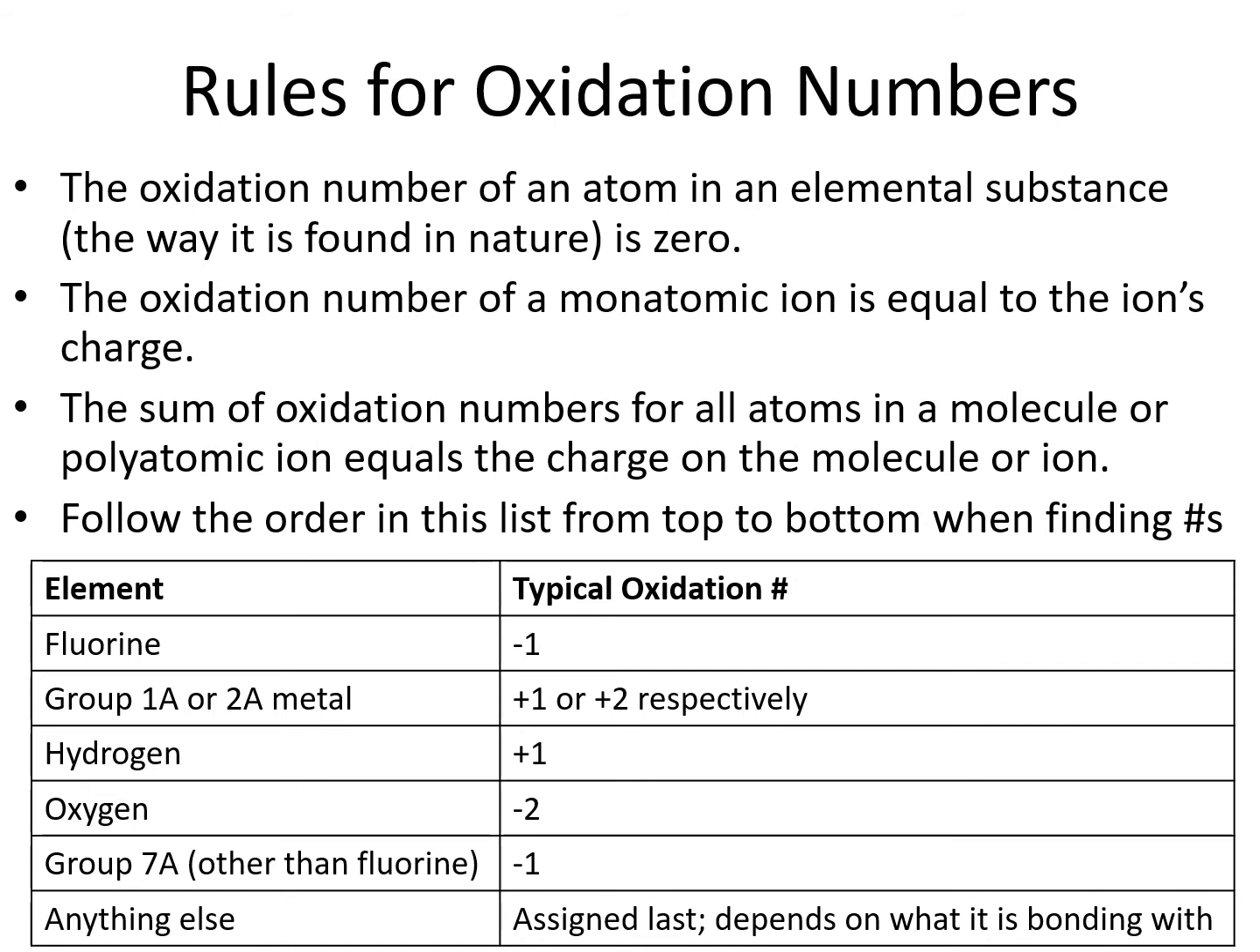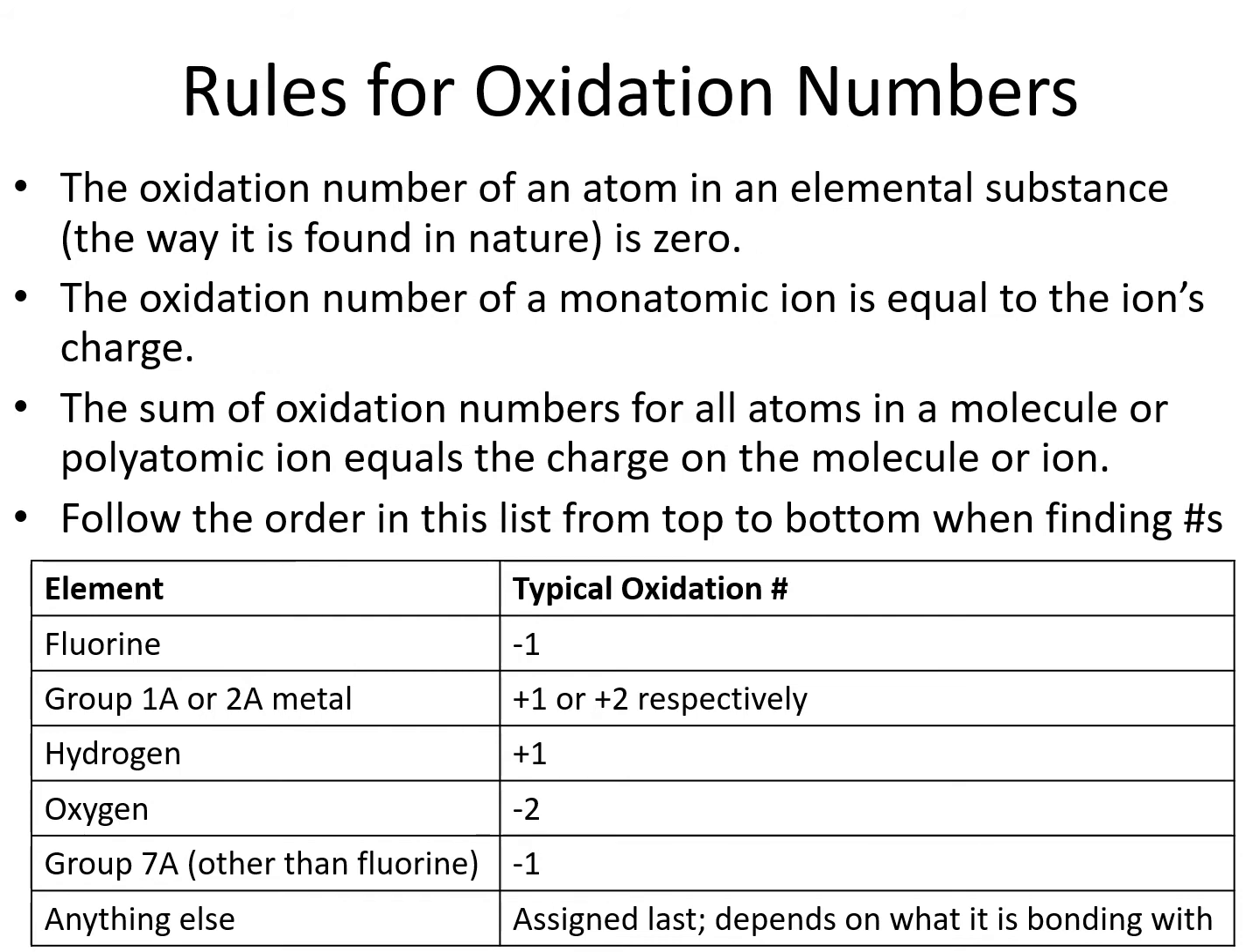Our third important rule is that the total of all the oxidation numbers in a molecule or polyatomic ion equals the charge on that molecule or polyatomic ion. That means that if it's a neutral molecule with 0 overall charge, the sum of the oxidation numbers equals 0. If it's a polyatomic ion, the sum of the oxidation numbers equals the charge on that polyatomic ion. For example, sulfate has a -2 charge, so the oxidation numbers would add up to -2.